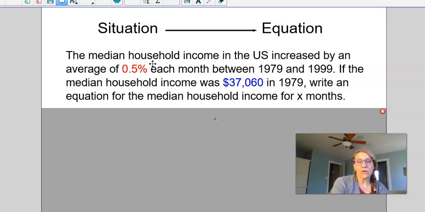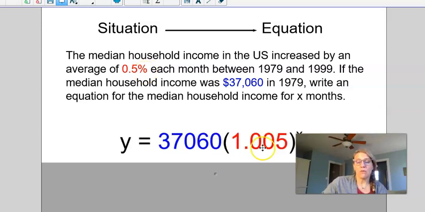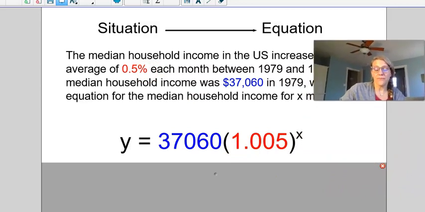Okay, and if we wanted to increase, we have to put a number 1 in front of it. So that's why our multiplier in our equation is 1.005. Here's our percent that it's increasing, and we have to have that 1 there because it is increasing. We've got all of our money plus 0.5% more. And this is our starting value. That's the median household income in 1979.